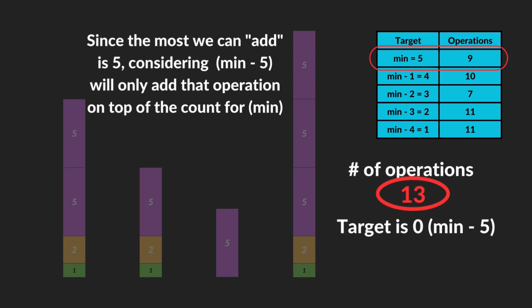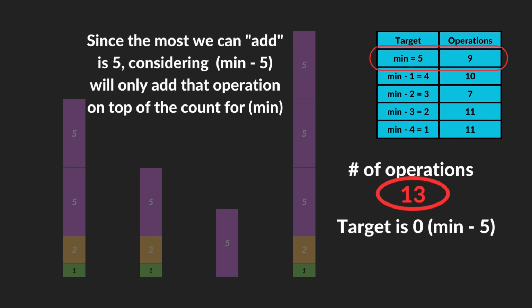When our target was 5, we had 9 operations. When our target was 0, or min minus 5, we see 13 operations. You'll notice that there's a very convenient difference between those. It's 4. And why is it 4? It's because we have 4 columns in this situation. We have 4 colleagues that we're giving chocolates to. And that's where that difference comes from.